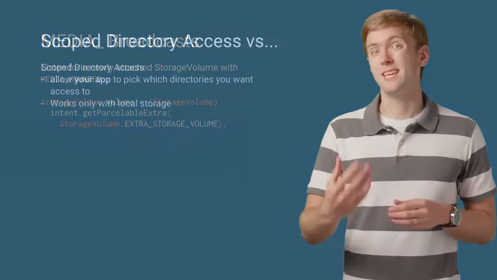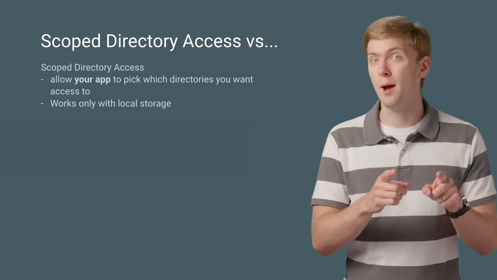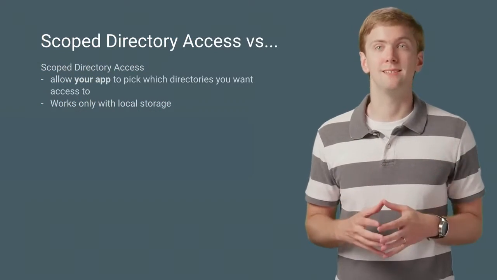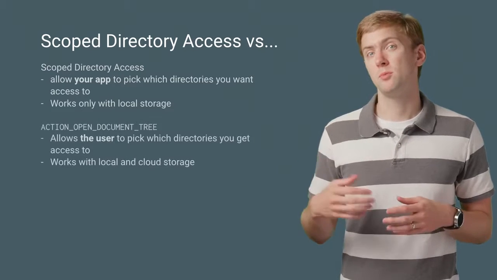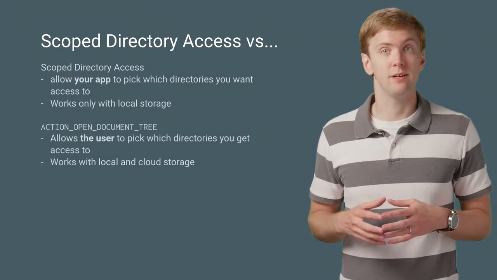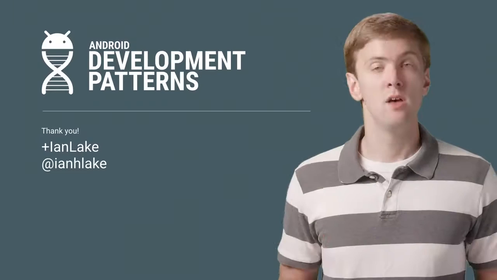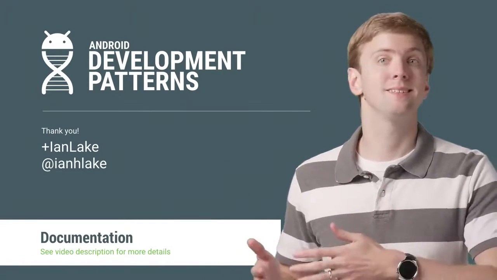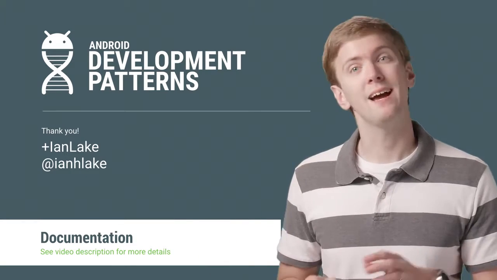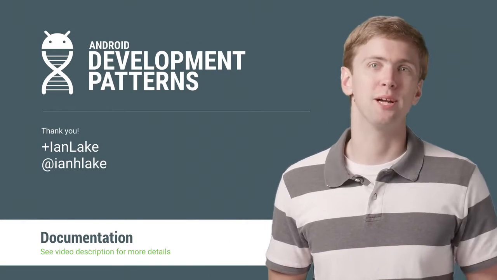The important part to keep in mind with this is that your app gets to pick what directories it needs access to. If you want the user to be able to select any arbitrary directory, you'd instead want to use the ACTION_OPEN_DOCUMENT_TREE intent. So don't scare users away by requesting access to their entire device. Access only what you need with scoped directory access.